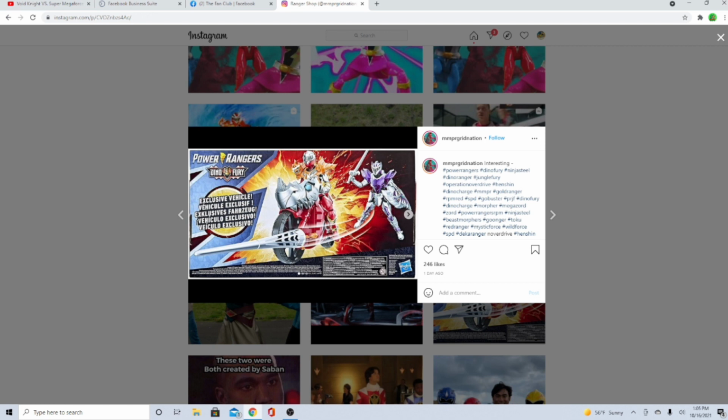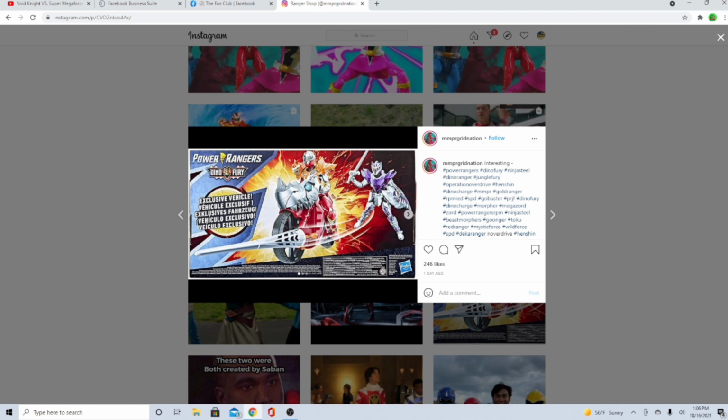Because look, if this is correct, isn't this the Blaze power-up? And then there's Void Knight here. Now, does Void Knight come with it? What's exactly going on here? Is it like a two-pack with a cycle? And is this just a toy exclusive? Are they going to have cycles in the shows?